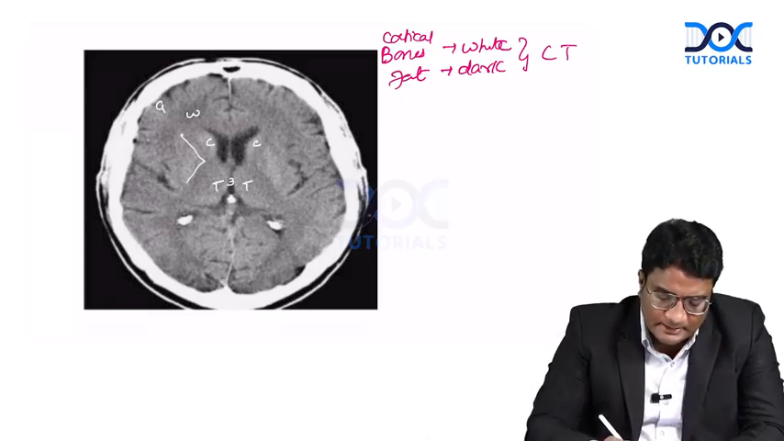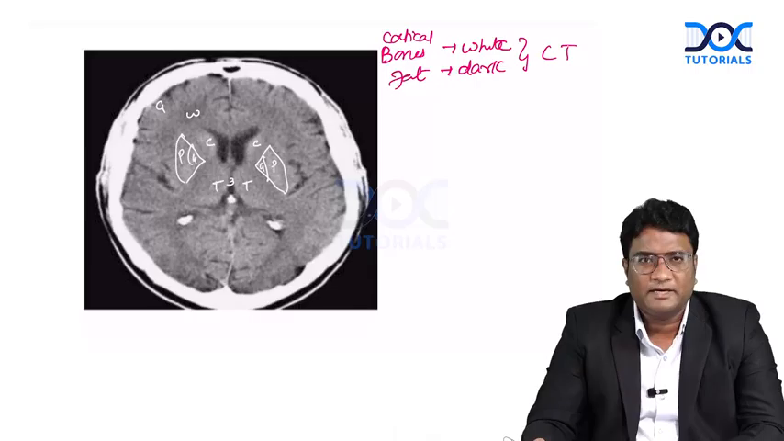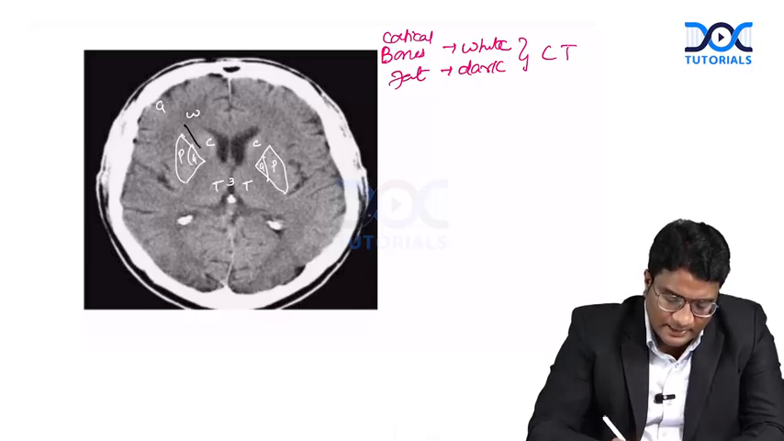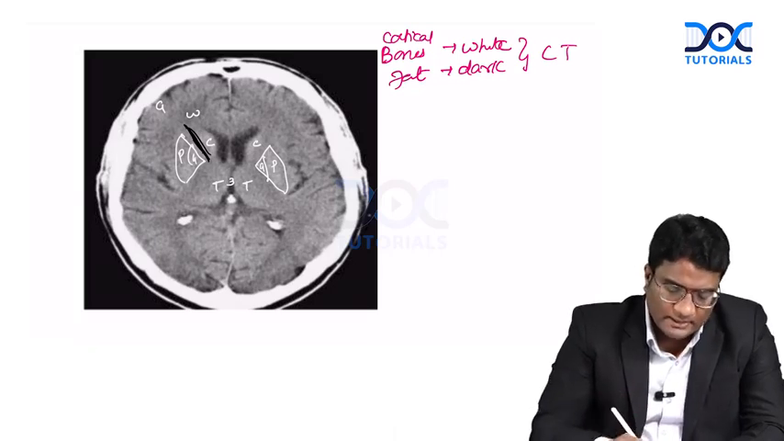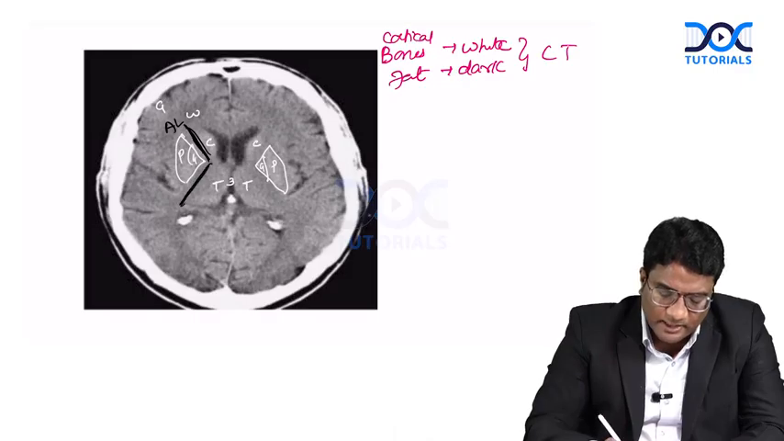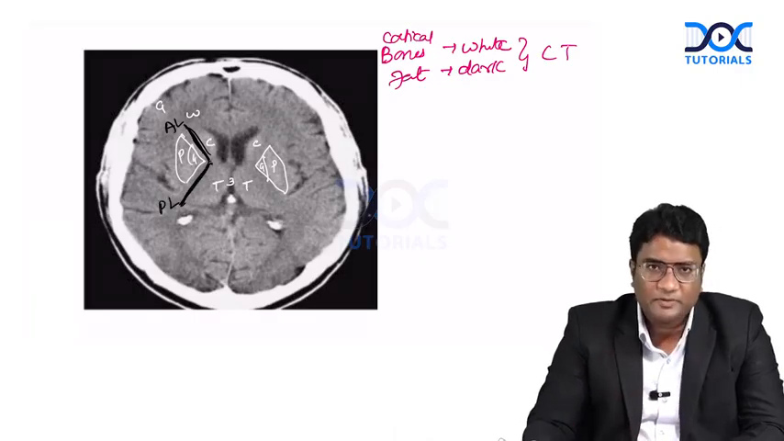And this here is the lentiform nucleus. This gray matter is the lentiform nucleus, having an outer putamen and inner globus pallidus. The white matter bundle, these dark lines that you are seeing between the caudate nucleus and the lentiform nucleus, this is your anterior limb of the internal capsule. This white matter bundle between the lentiform nucleus and thalamus is the posterior limb of the internal capsule.